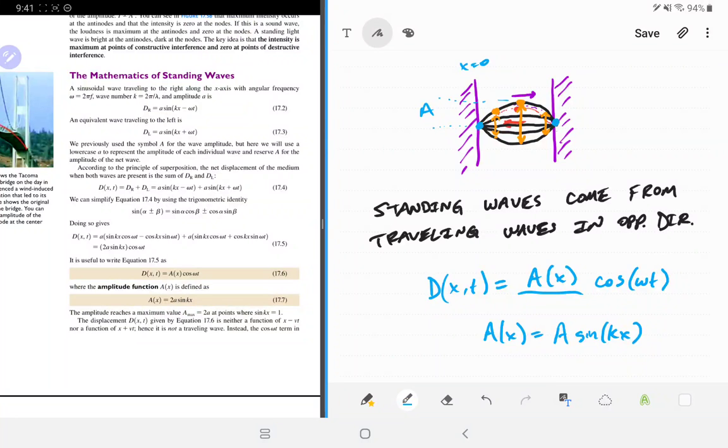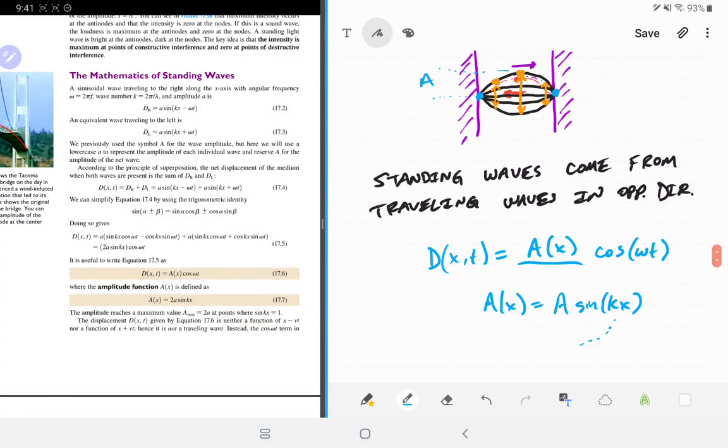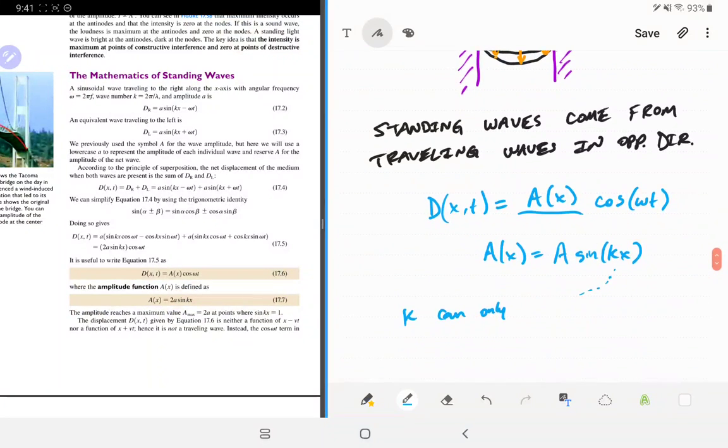As long as you have nodes at the ends, which restricts the allowed wavelengths, k can only take on certain values. k can only take certain values to produce a nice standing wave pattern like this. So remember, k is related to wavelength.